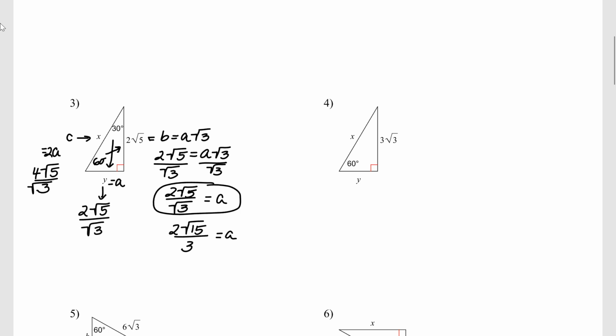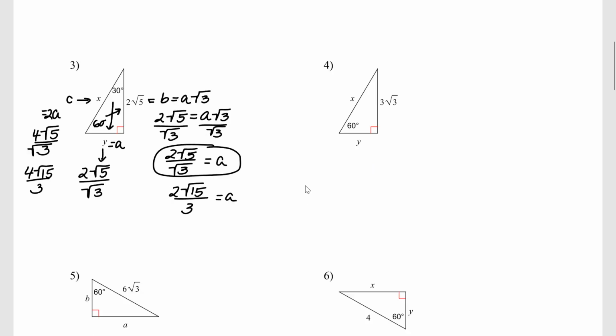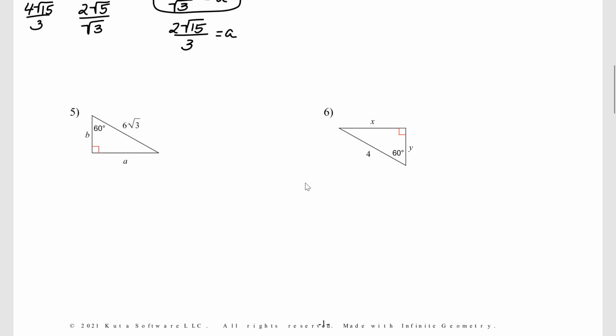If you rationalize your denominator, you would have 4 root 15 over 3. Okay, both answers are very acceptable. Now our last one, number 5, we're going to take a look at what happens if we have the hypotenuse as my given information. Remembering that your hypotenuse, again, is C, which is also denoted as 2A.